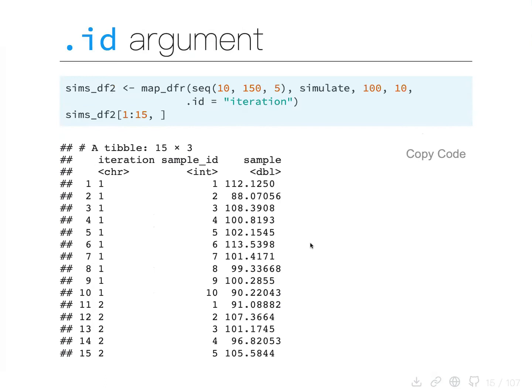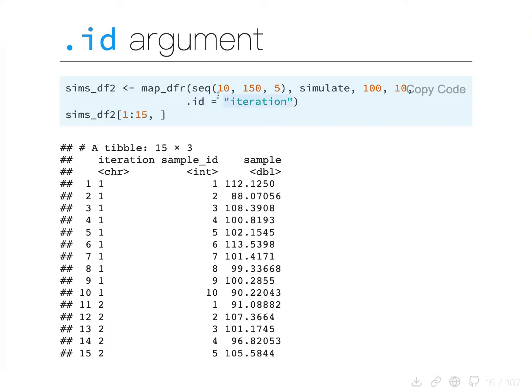So what we can do is add this .id argument, which is a super, super helpful argument. I use map_dfr probably 90% of the time with this .id argument. What it does is each time it goes through an iteration, it's just going to add an index. So this is the first time. Basically I'm saying .id, I'm calling it iteration, but you can call it whatever you want.